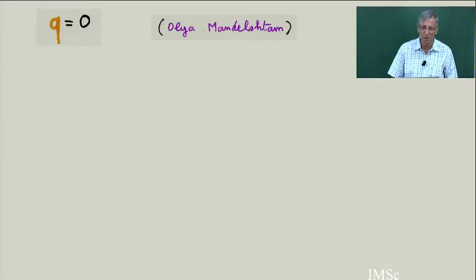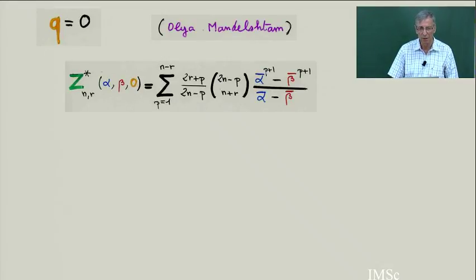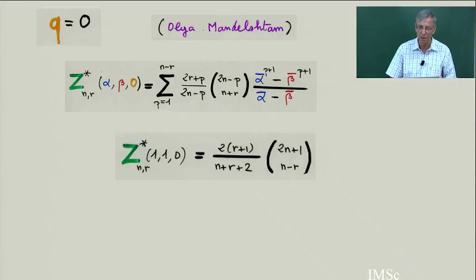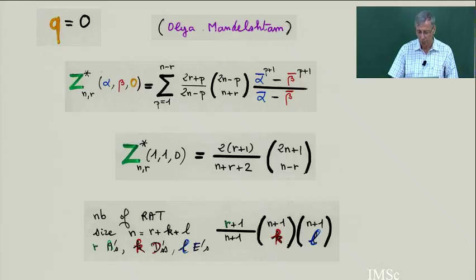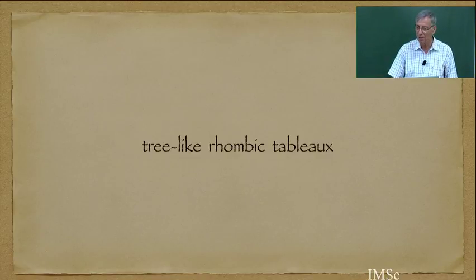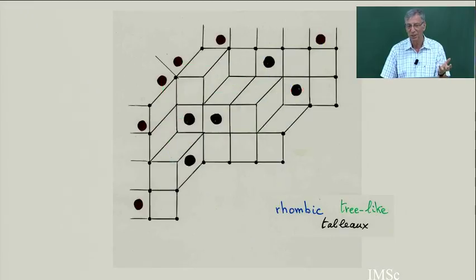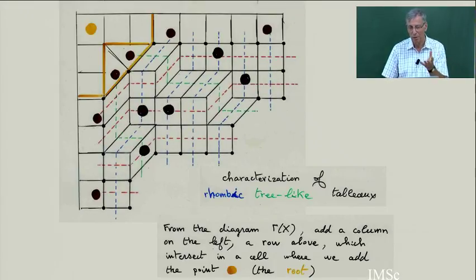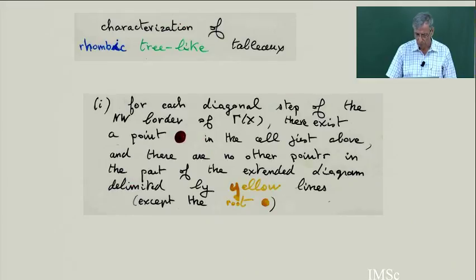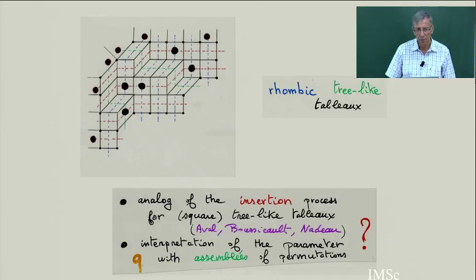So there are more enumerative results. For q equal 0, this corresponds to the analog of the TASEP. So there is some formula. Also, you can do the tree-like rhombic tableaux, like the tree-like tableaux. There was the insertion algorithm of Aval, Boussicault, and Nadeau on the tree-like tableaux to show that it was n factorial. So you can use an analog of tree-like tableaux, define tree-like tableaux. But there is no insertion algorithm to have a better, more beautiful, simpler bijection than the one I showed you with the exchange fusion algorithm. So this is possible to define.